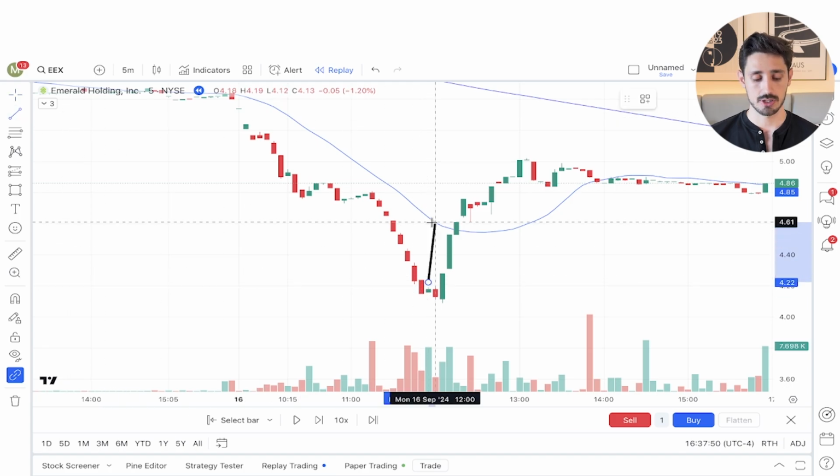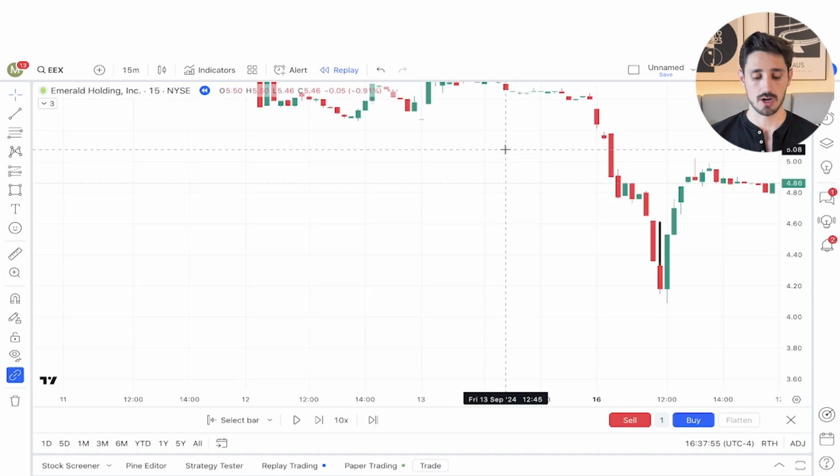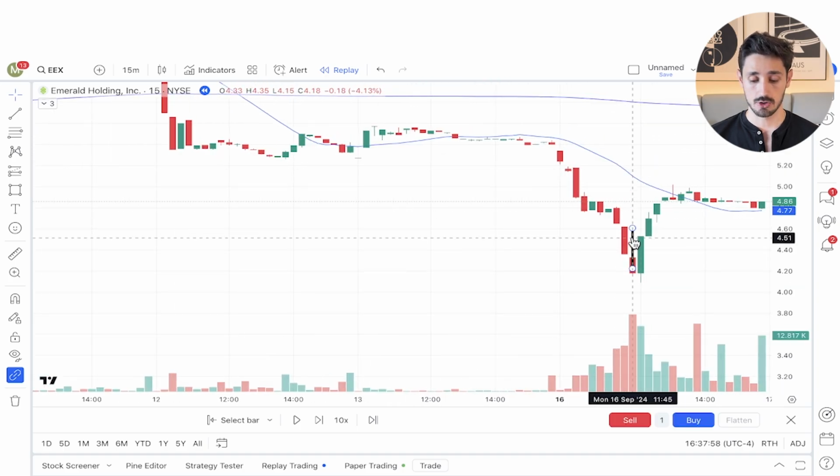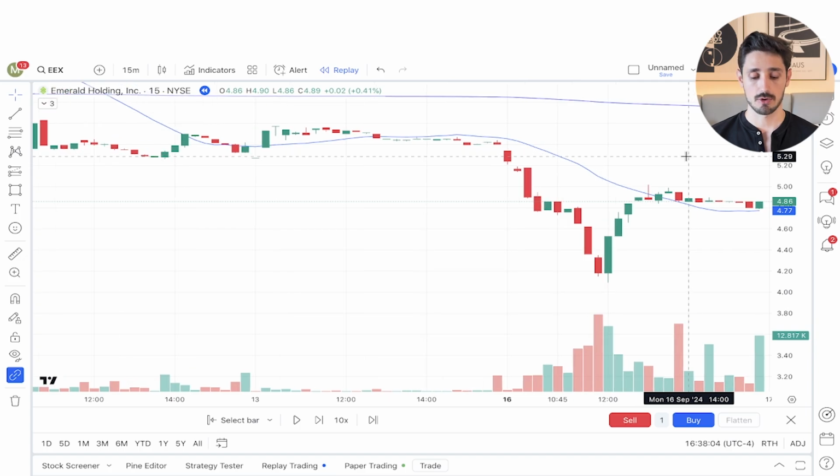We had that extension from the 5-minute chart. Perfect. Let's go ahead and look at the 15 for extra confirmation. Absolutely. On the 15, you can definitely see the acceleration here and the extension from the 20 period moving average.